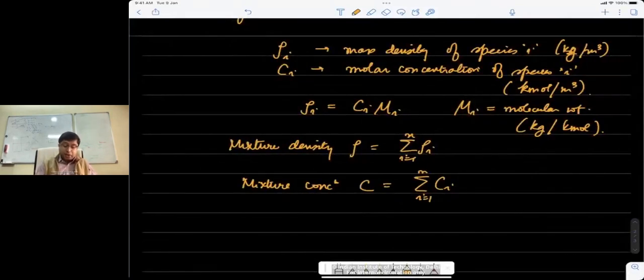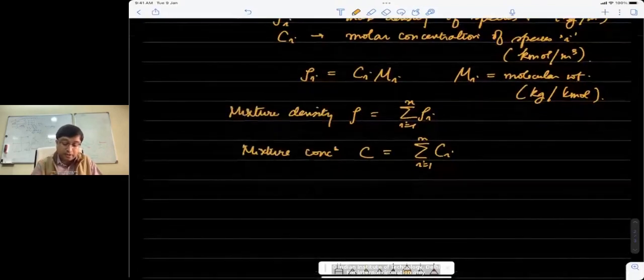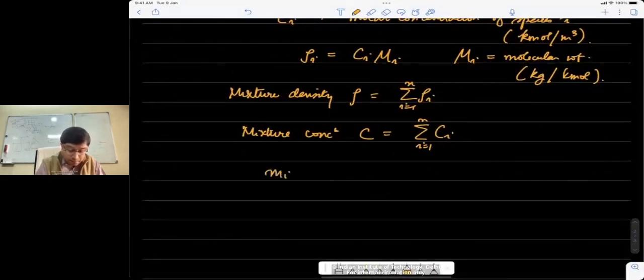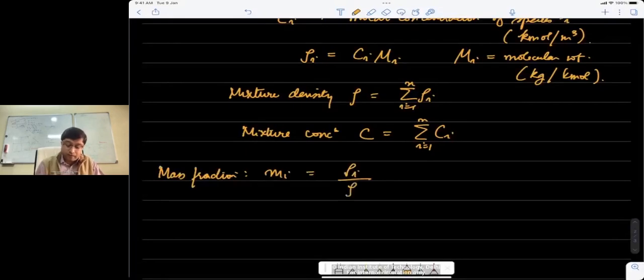And using the mixture density and mixture concentration, I can define two more quantities which are more commonly used in all diffusion mass transfer analysis. These are the mass fraction and the mole fraction. So I can define the mass fraction Mi of a species i as the density rho i divided by the summation of rho i, or just rho.